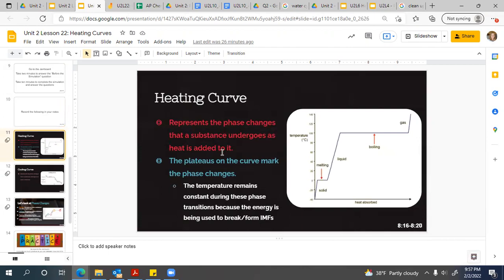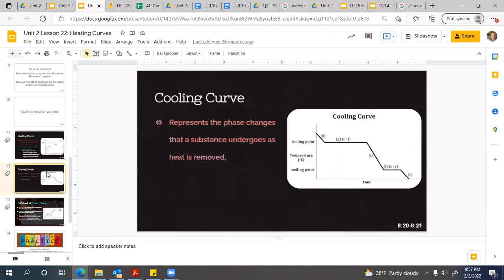Really want to emphasize that the plateaus, or the flat lines on the curve, mark the phase changes, and the temperature remains constant during phase transitions because the energy is being used to break or form IMFs. A cooling curve is basically a heating curve in reverse. Instead of adding energy, you're removing it. In AP chemistry, you'll mostly work with heating curves.